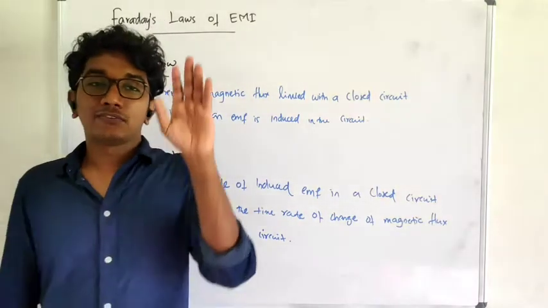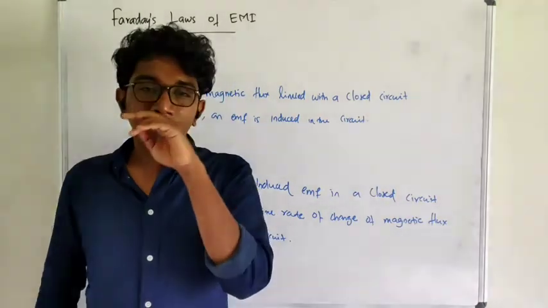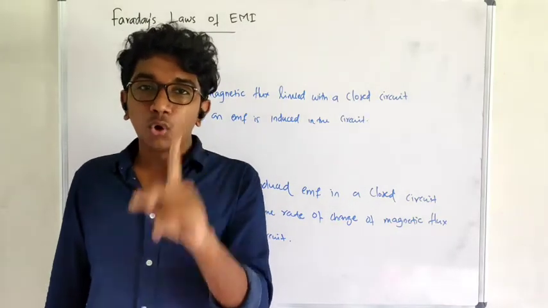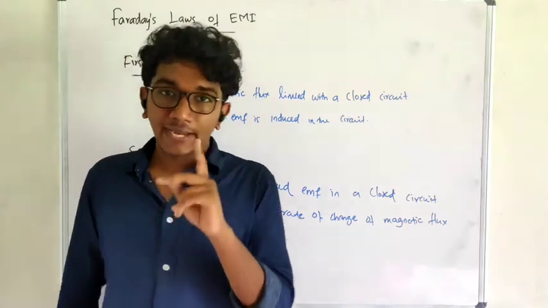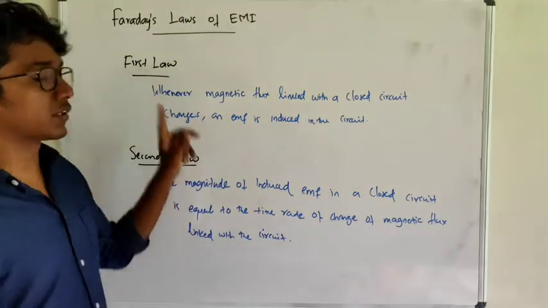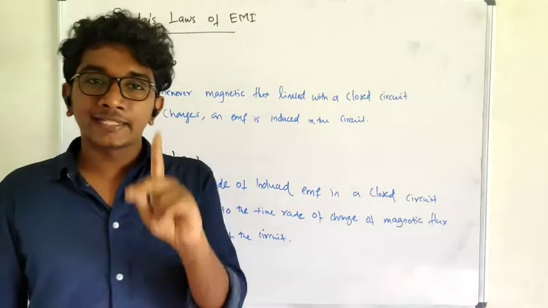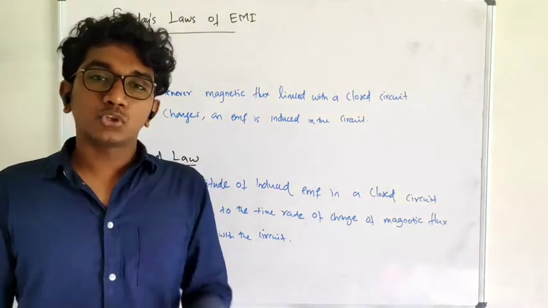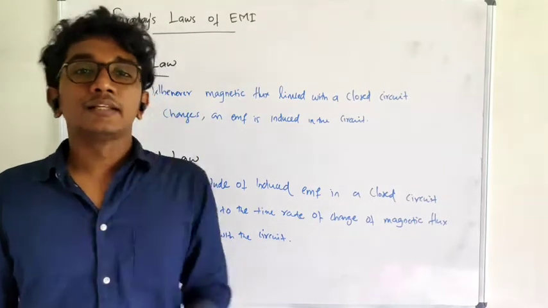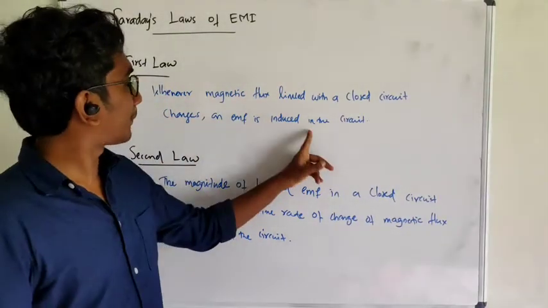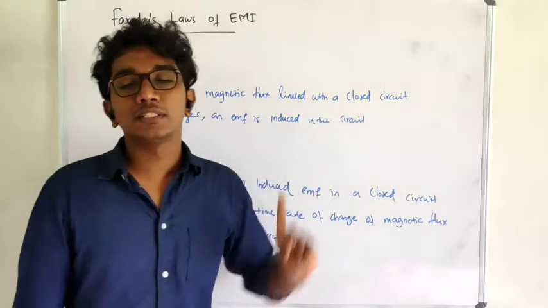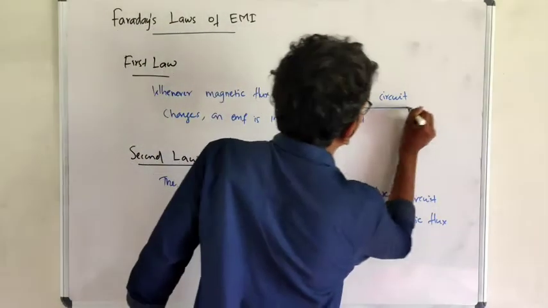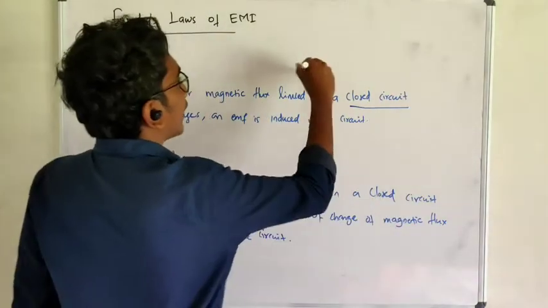Then Faraday concluded, using these results, the laws which he gave. First law, what is the first law? Whenever there is a change in magnetic flux associated or linked with a coil or a circuit, then an EMF is induced in the circuit. Okay, so why does it need a closed circuit? Because, for example, I would like to give you an example.